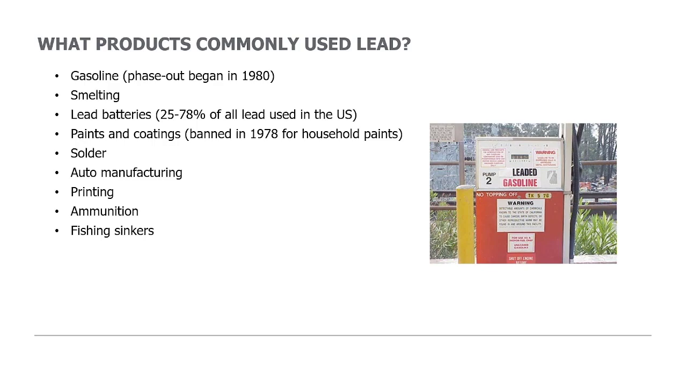Lead used to be in paints and coatings. You could still find it, but these would have been applied before 1978. You can find lead in solder, in auto manufacturing, some printing. You can find it in ammunition, and old fishing sinkers contain lead too.